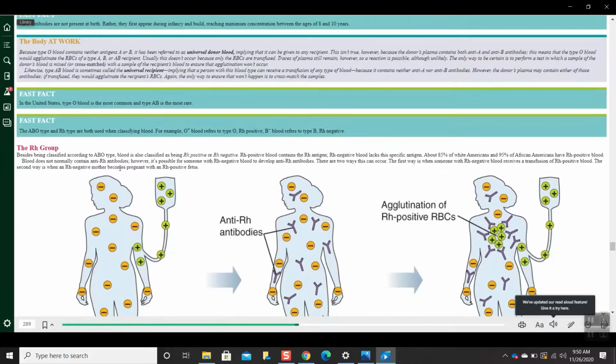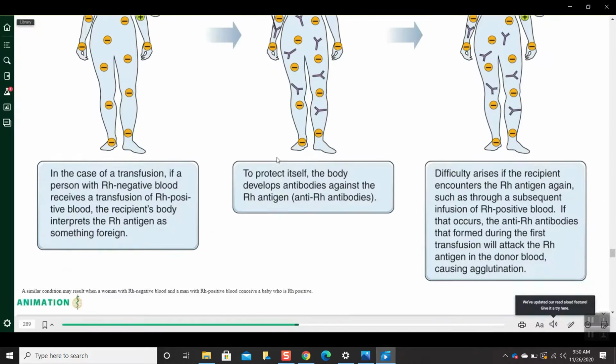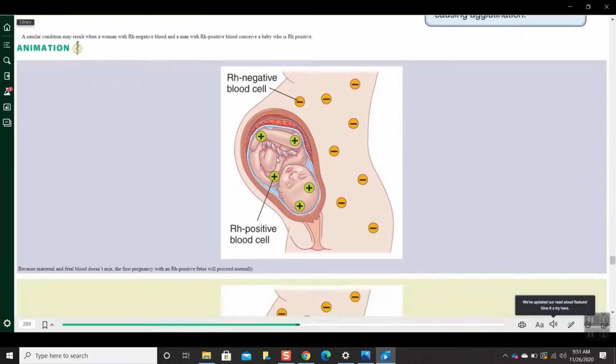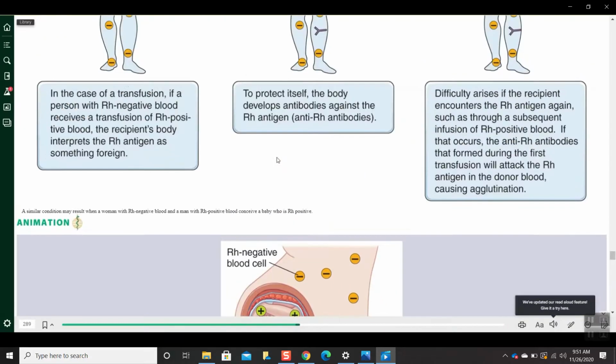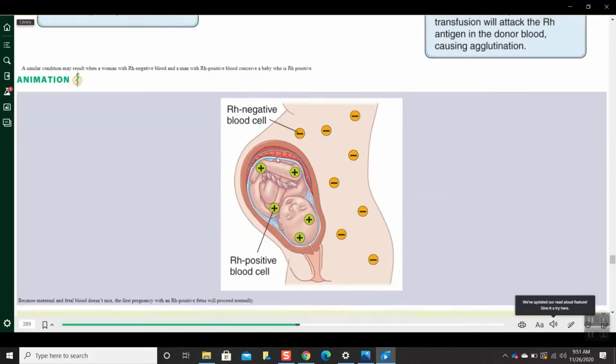You can also have an Rh positive or Rh negative in the blood. Rh negative does not have the specific antigen, the Rh antigen. Rh positive has the Rh antigen. I wouldn't focus too much on that. Mostly we want to know the different blood types.